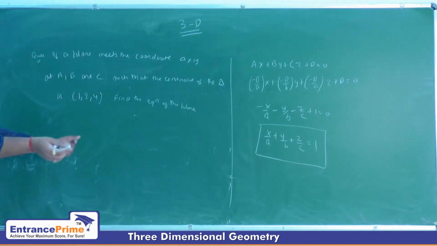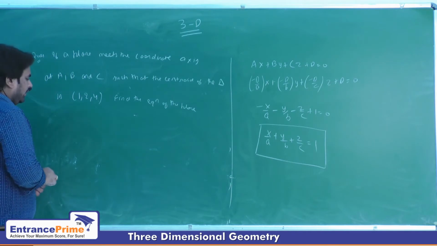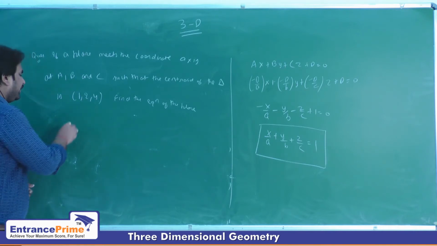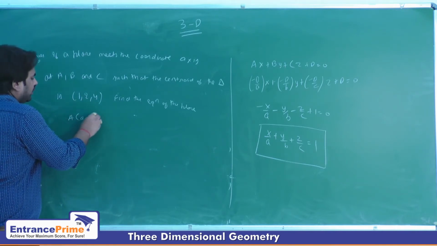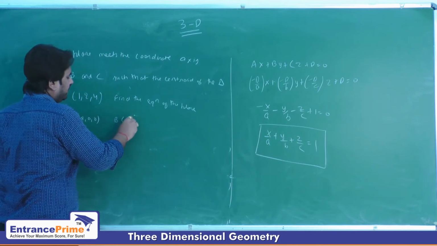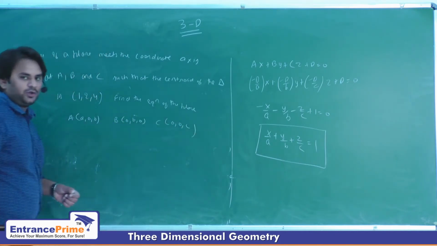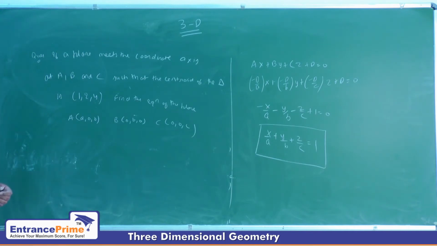I am taking a triangle. So what are the points? Because the plane is cutting the x-axis, y-axis and z-axis, it is cutting at point A, point B and C. So what is the point A? Point A is a, 0, 0. What is your point B? That will be 0, b, 0. What is your point C? That is 0, 0, c. So we have taken 3 points and constructed a triangle.